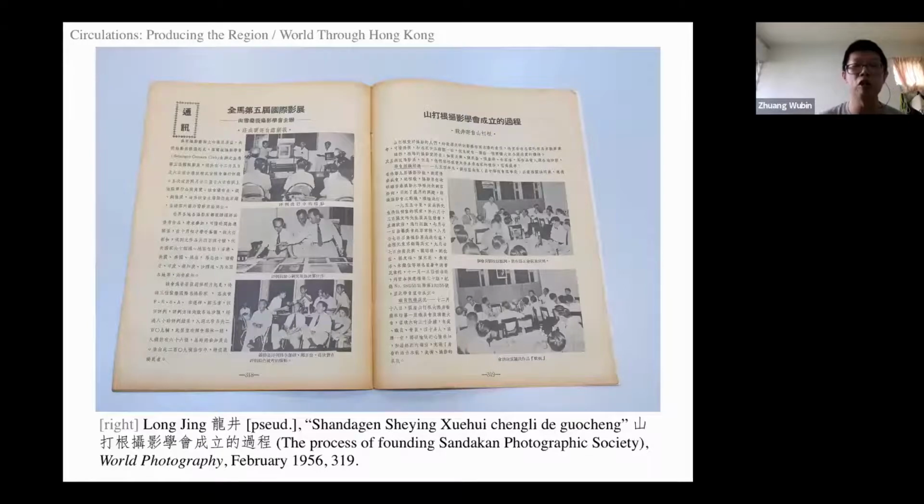Southeast Asia. So on your right, you will see actually a report on the forming of the Sundarkan Photographic Society at that time in British North Borneo. And this report actually makes clear the imprint of Hong Kong as a reference point for the setting up of the Sundarkan Photographic Society, which would then become the Sabah Photographic Society.